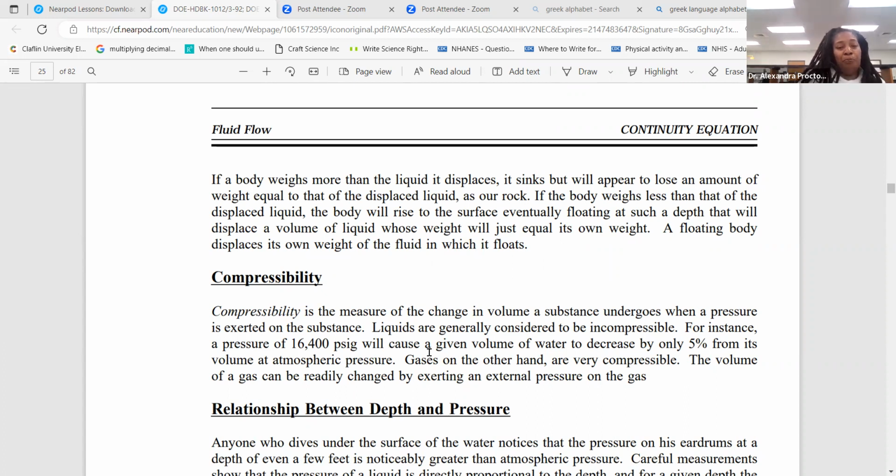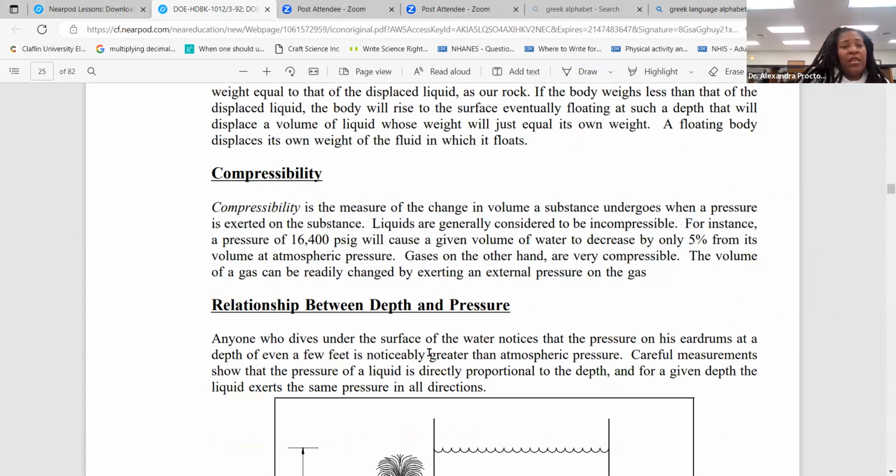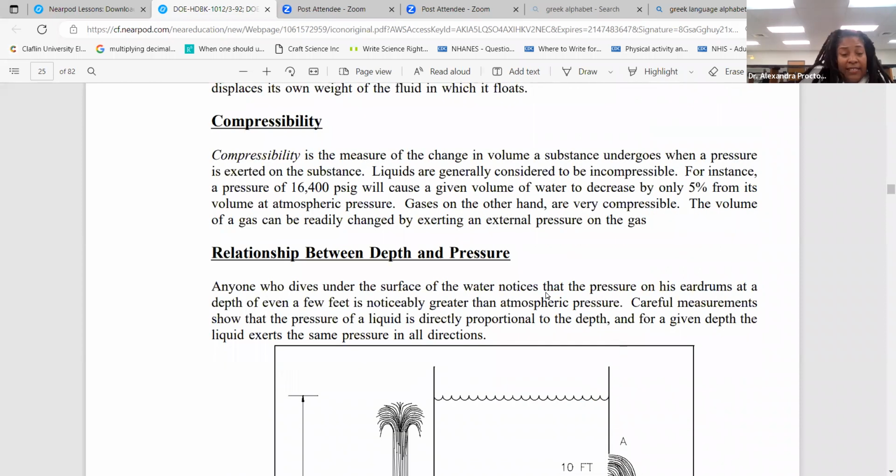Compressibility is the measure of the change of volume a substance undergoes when a pressure is exerted on the substance. Liquids are generally considered to be incompressible. For instance, a pressure of 16,400 psi will cause the given volume of water to decrease by 5% from its volume at atmospheric pressure. Gases, on the other hand, are very compressible, and so the volume of the gas can be readily changed by exerting an external pressure on the gas.